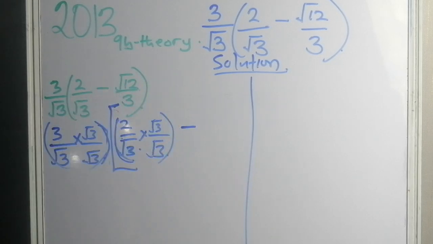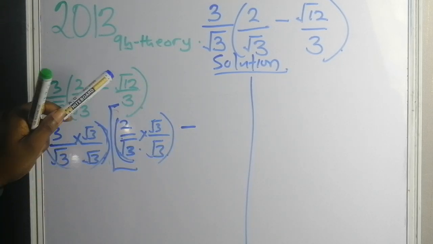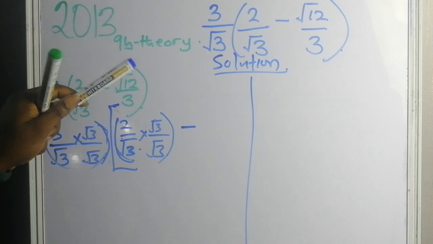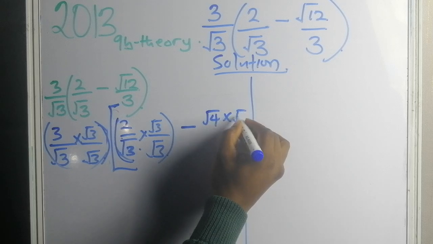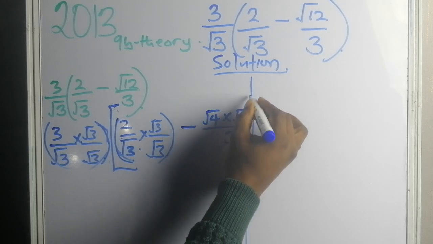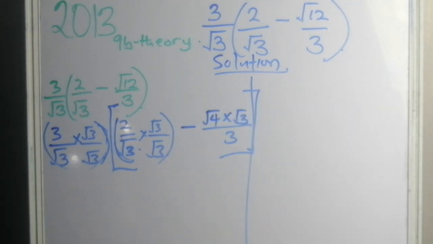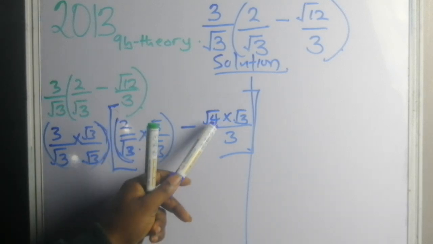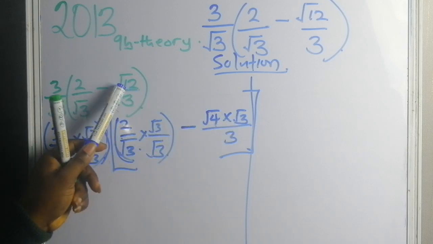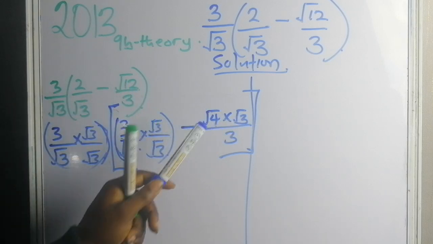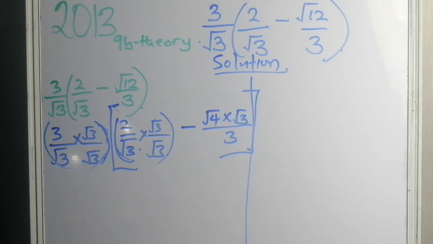Minus, look at this very well, root 12. I can still simplify this. 4 times 3 is 12. That's root 4 times root 3 over 3. I can simplify that using the same multiplication law under surds. I can pick one square root and multiply it, which is the same thing as this. Root 4, I know, has a perfect square. That is why you see that I did it like that.